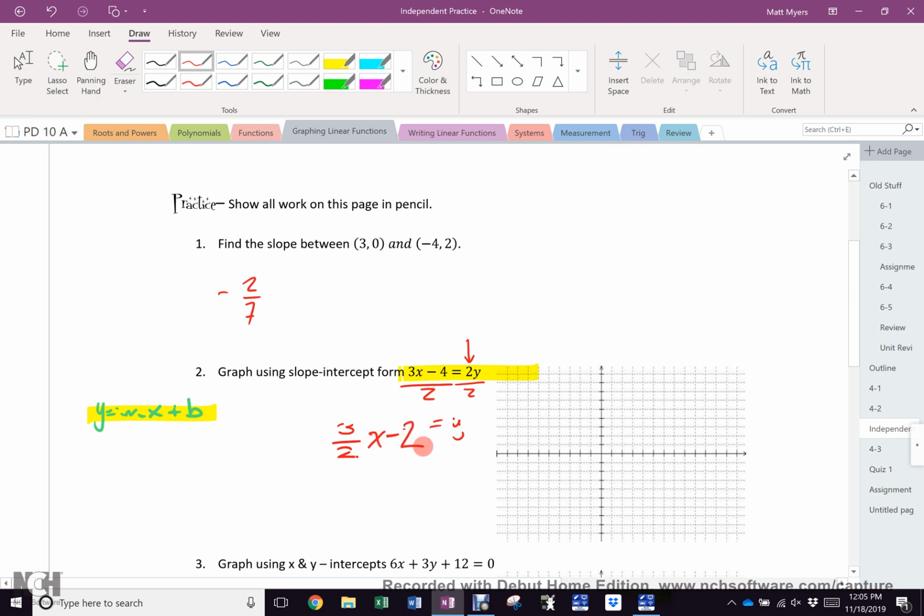And then, of course, you graphed it by going to negative 2 and rising 1, 2, 3 and running 1, 2, or dropping 1, 2, 3 and running 1, 2 to make that line.